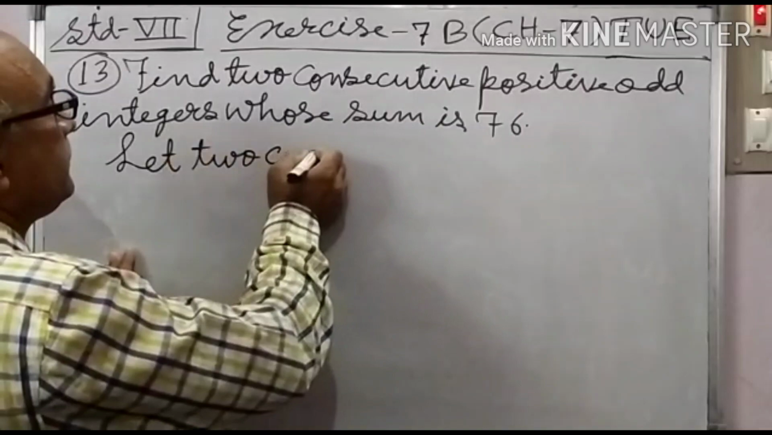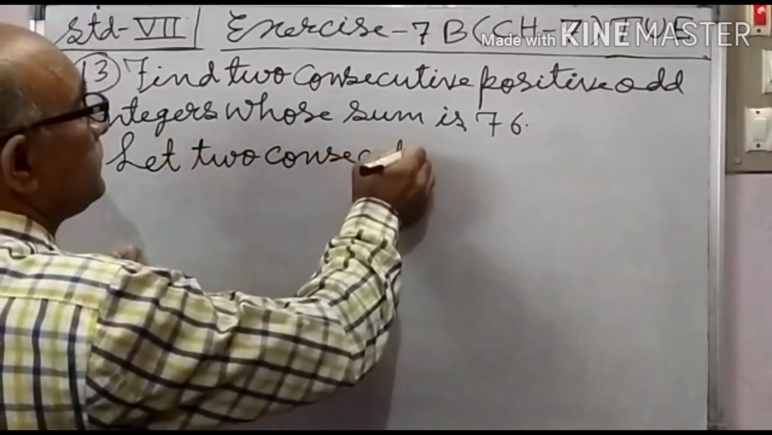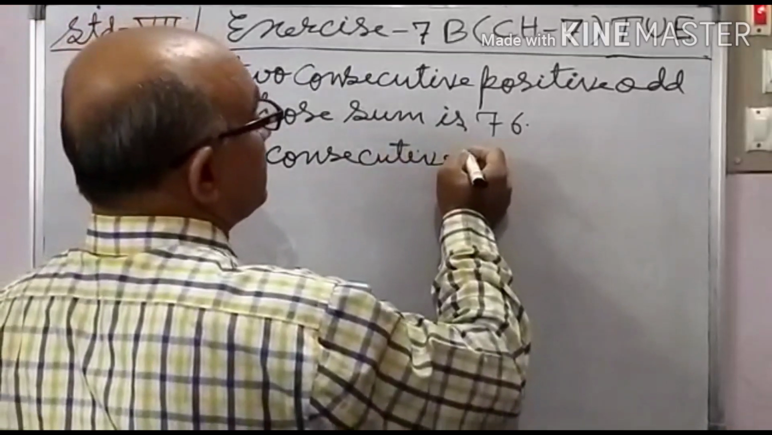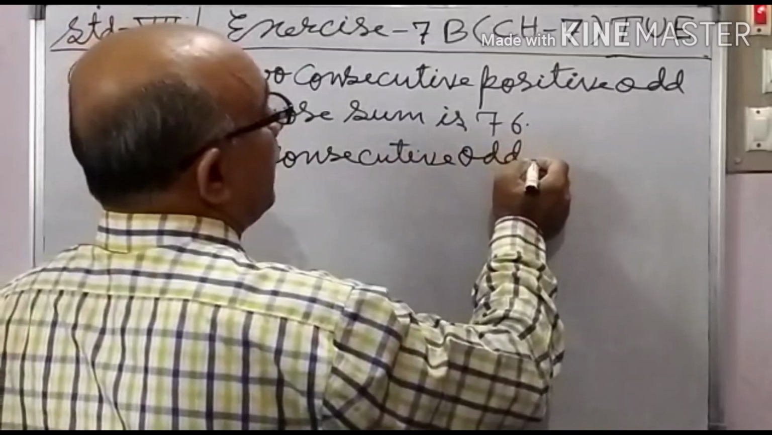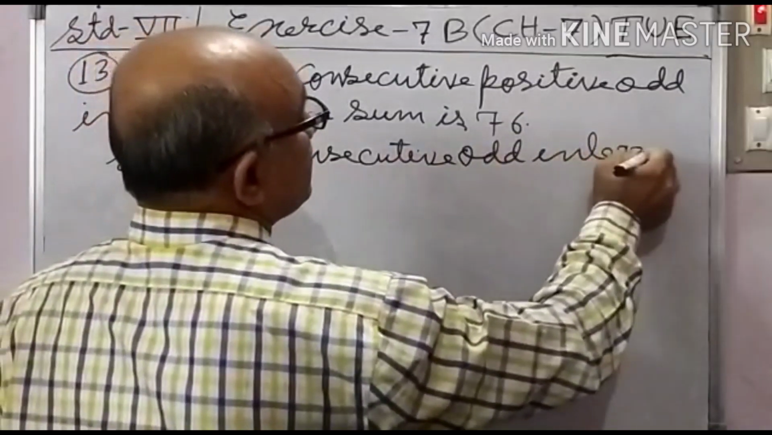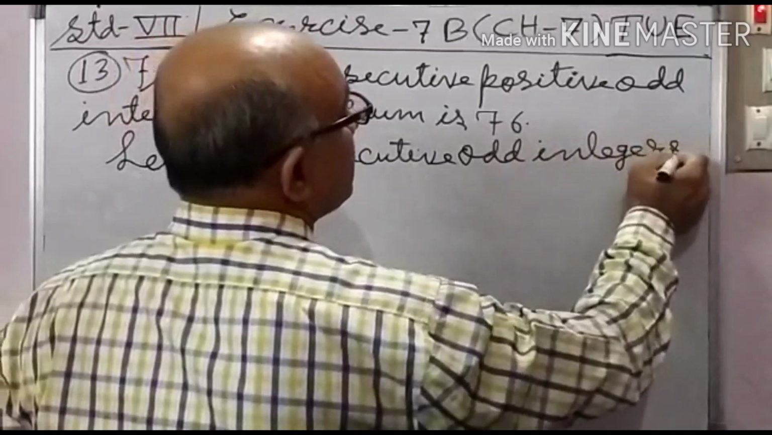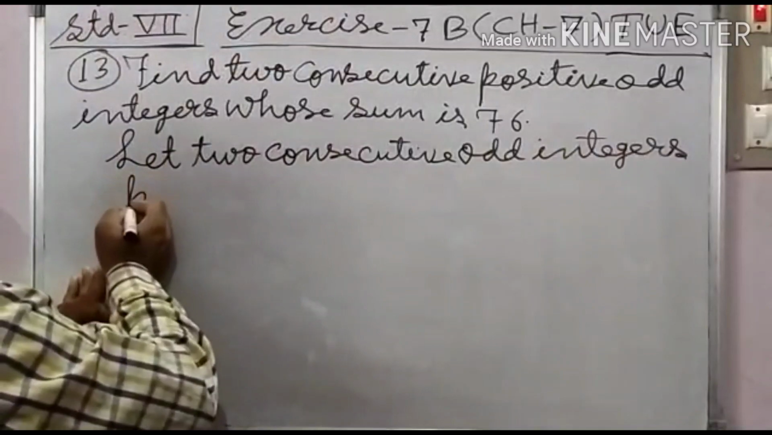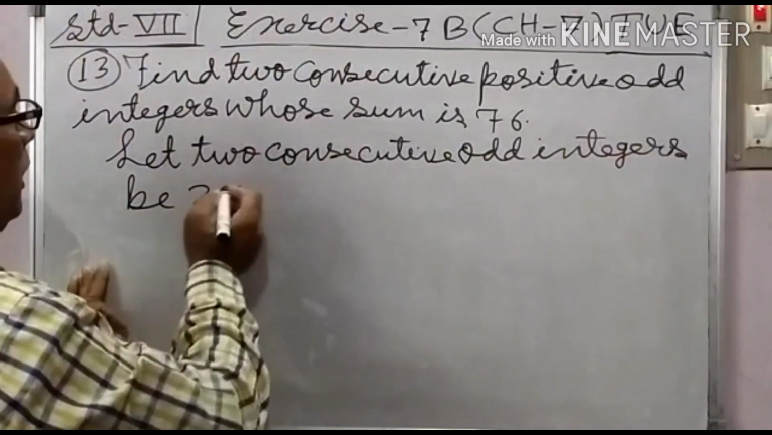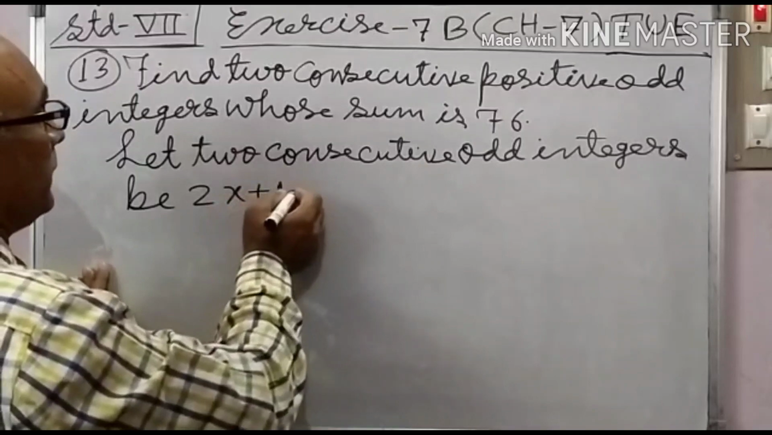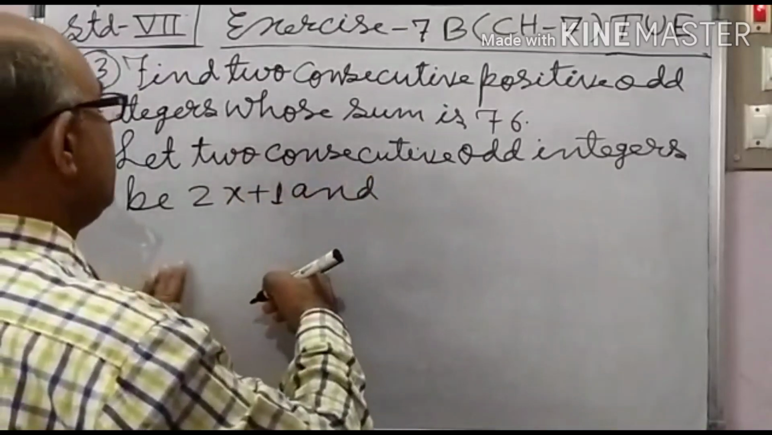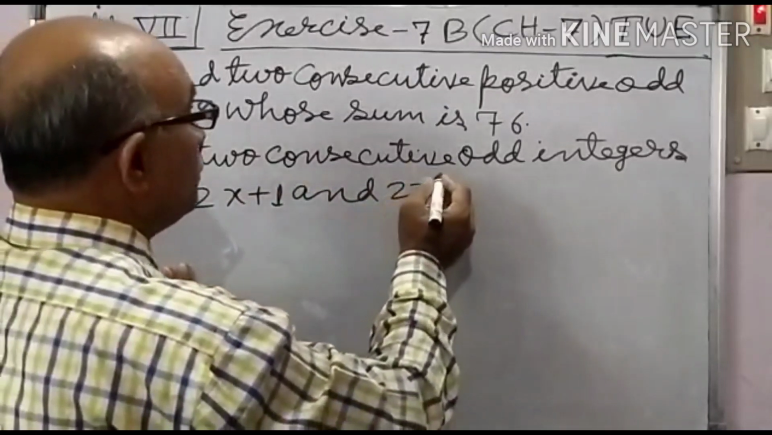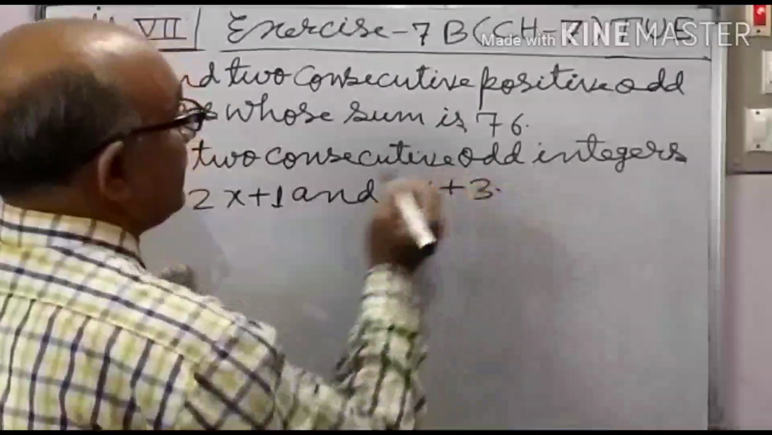two consecutive odd integers be: the first odd integer be 2x plus 1, and the second is 2x plus 1 plus 2, that means 2x plus 3.